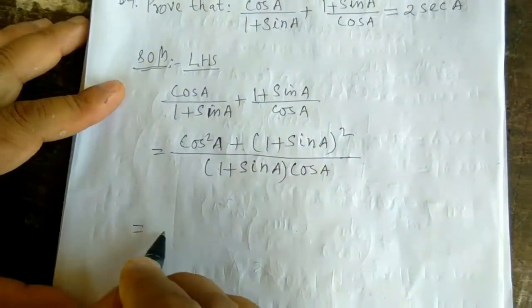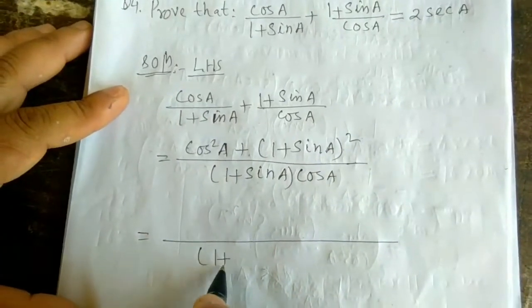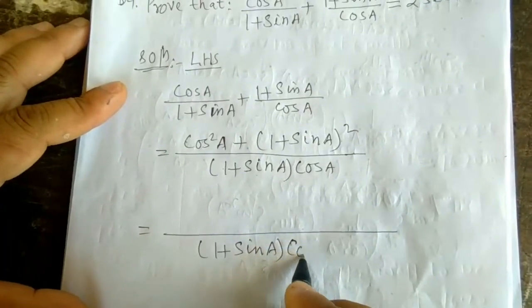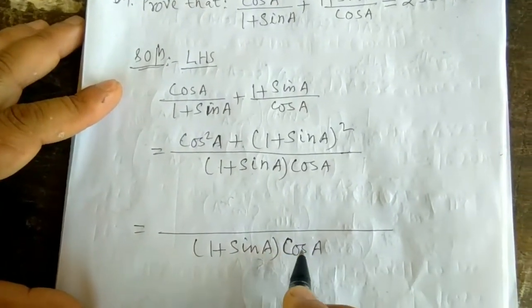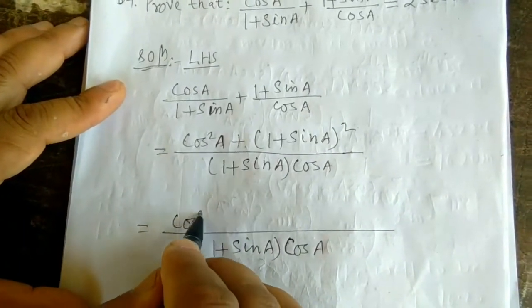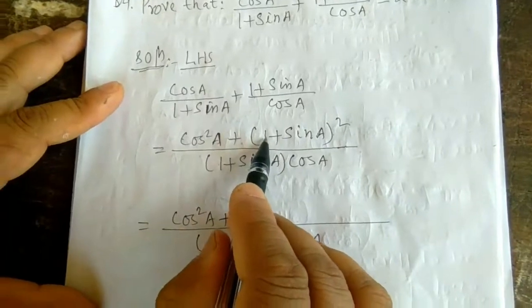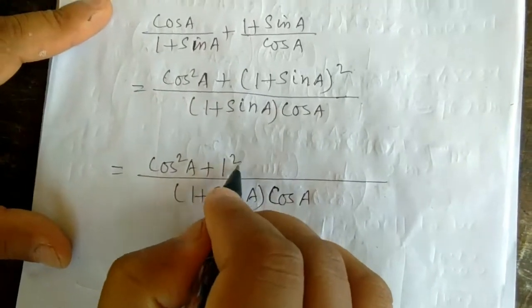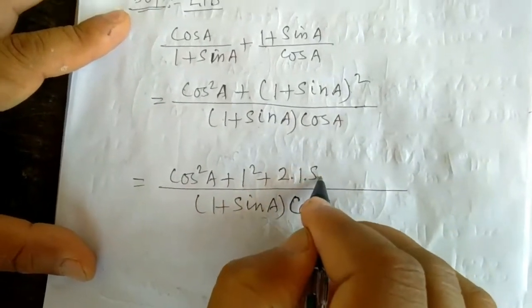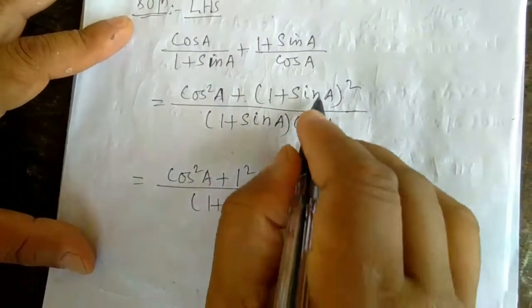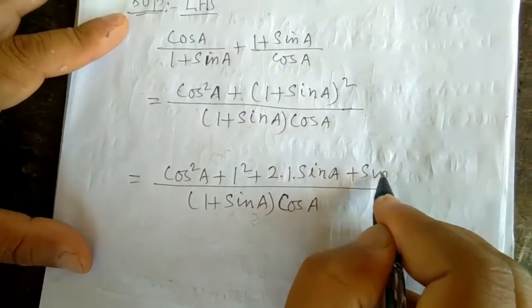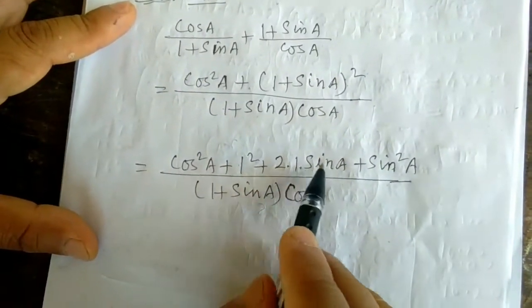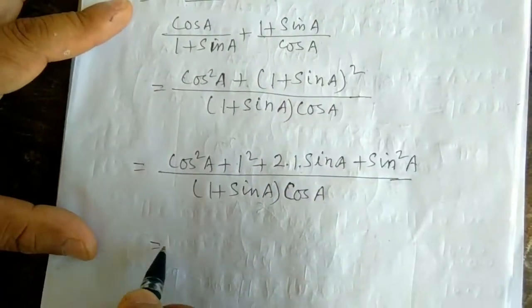Okay. Denominator you keep as it is. 1 plus sin A into cos A. You keep as it is. Cos square A plus this one. This is in the form of A plus B whole square. So break formula. A plus B whole square formula. Formula is like this. A square plus twice AB plus B square. B means sin A. B square. Okay. This is your A square plus twice AB plus B square. B means sin A. Now arrange it.